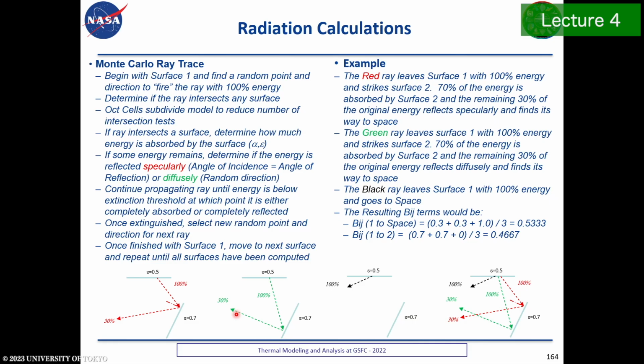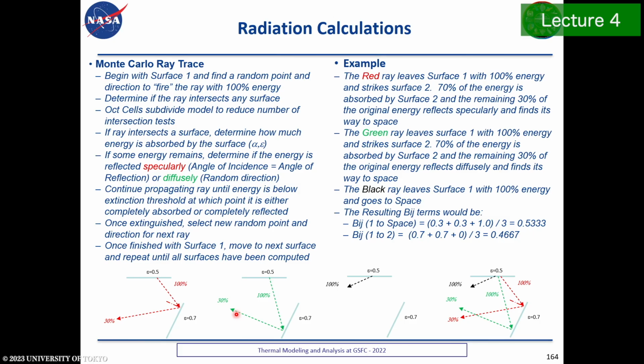So the 10% that is Thermal Desktop's default, I find a little high. I like to say it's 1%. So when a ray only has 1% of its original energy left, at that point, it's either completely absorbed or completely reflected. So if it's completely reflected, it'll bounce and it will eventually be completely absorbed by something, whether it gets out to space or gets absorbed by the next surface.